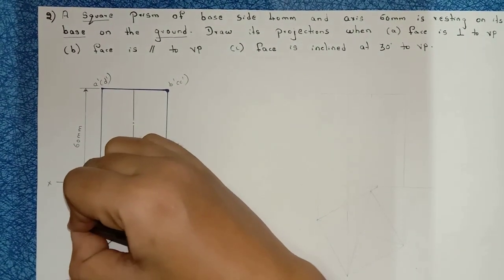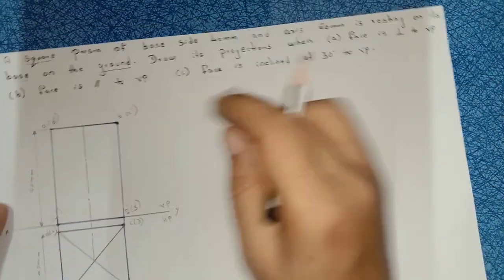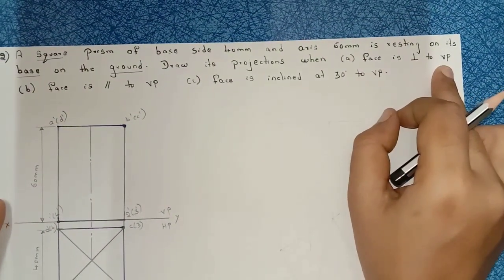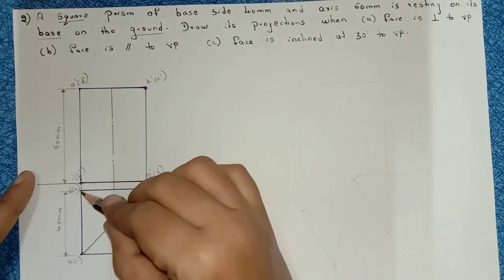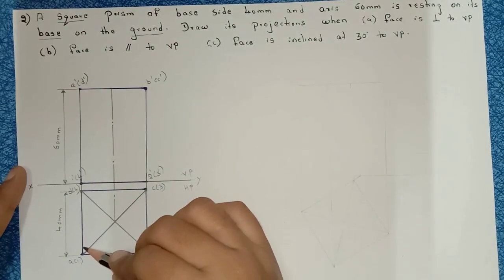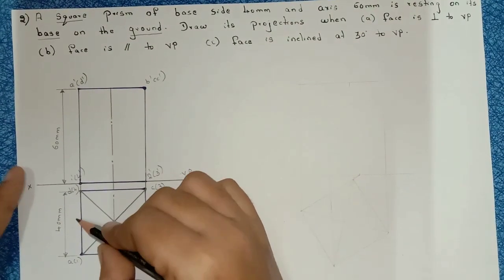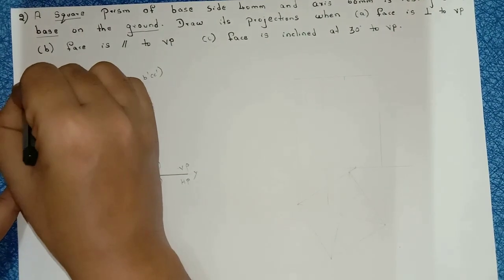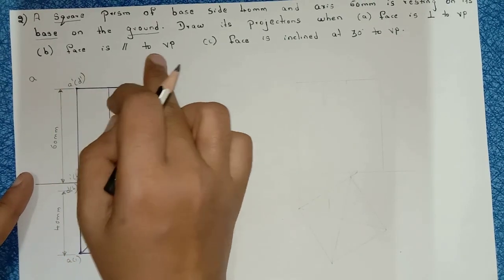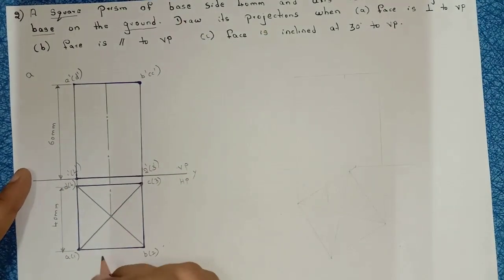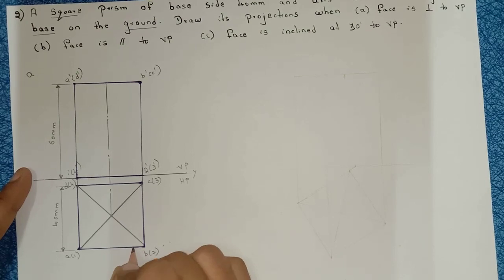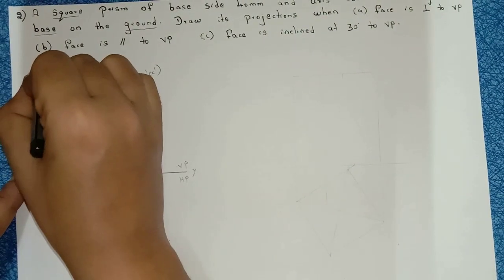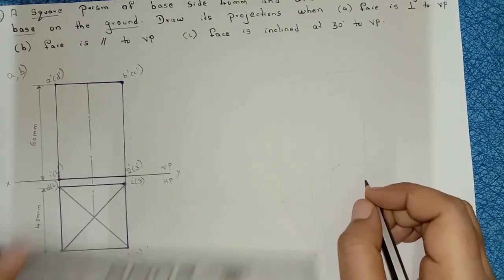Right? Now you see, A bit: one of the face is perpendicular to VP. I am considering this face. I can consider any of the faces, right? So I am considering this face. This face is perpendicular to VP. So A bit. B bit: one of the face is parallel to VP. I can consider any face. I am considering this face. This face is parallel to VP. So A bit, B bit is same.